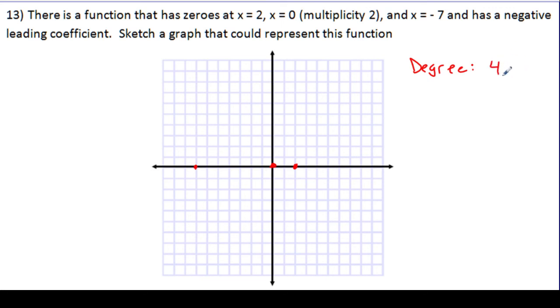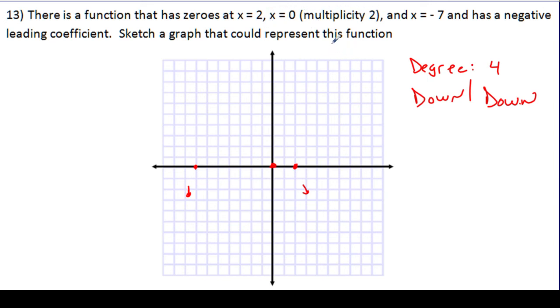Because it's degree 4, it needs to be traveling in the same direction. Negative is going to mean down on both sides. So it's down on the right and it's down on the left. We'll describe this as down, down. We don't need to write this. This is just for our reference to remember. So down, down.